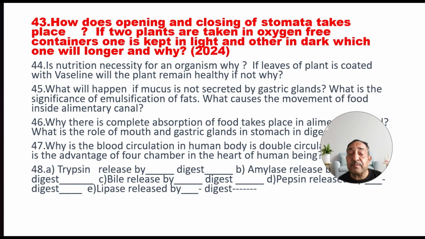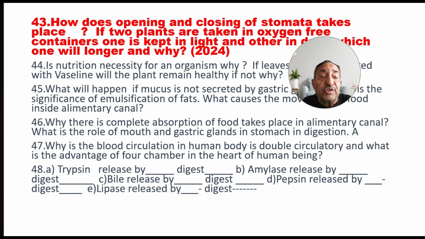Next, 46th question. Why does complete absorption of food take place in alimentary canal? What is the role of mouth and gastric glands in the stomach in digestion? 47th, why is blood circulation in human body double circulatory, and what is the advantage of four chambers in the heart of human being?